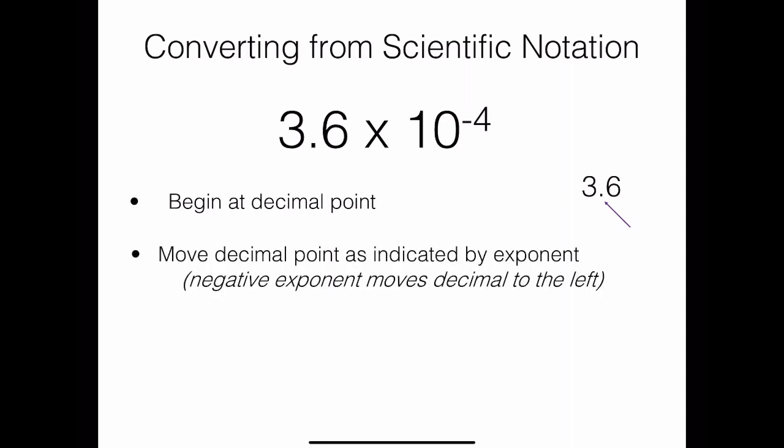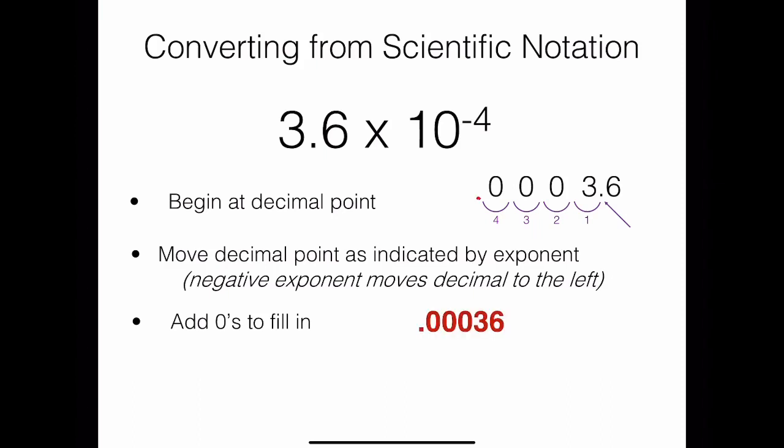So you're going to move the decimal point as indicated by the exponent. This time we have a negative exponent that will move the decimal point to the left. 1, 2, 3, 4 spaces to the left. And again, we use the same process. You fill that in with zeros. So we have 3 zeros. Our decimal point now is right here. So that means our final answer is 0.00036.